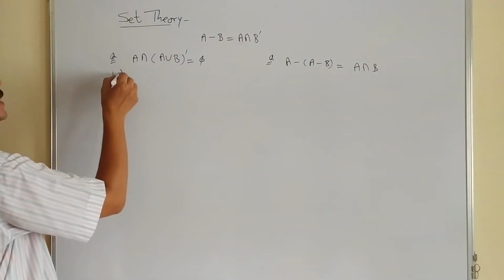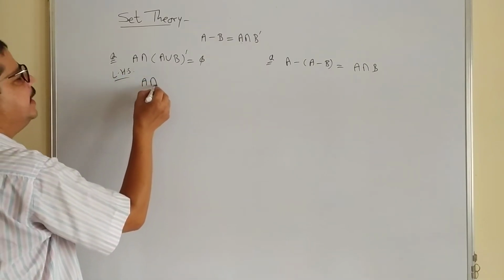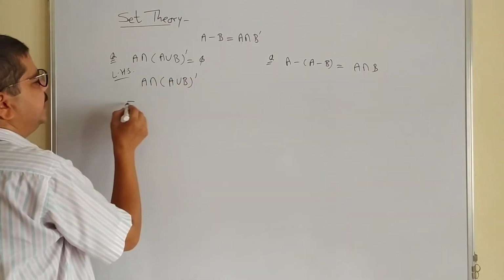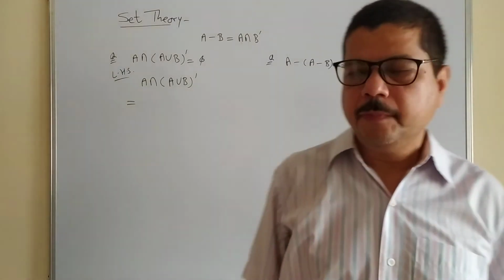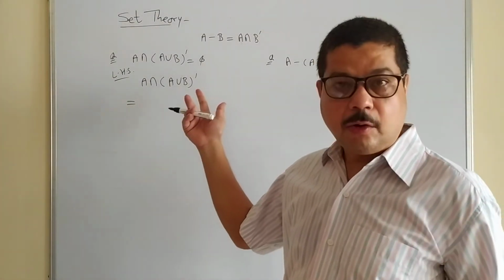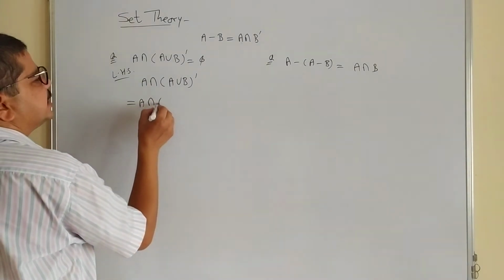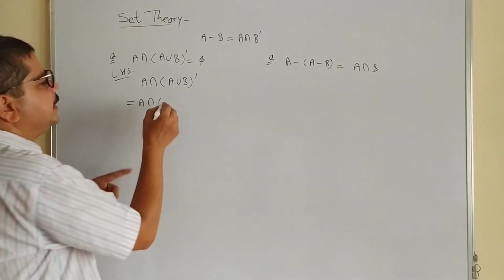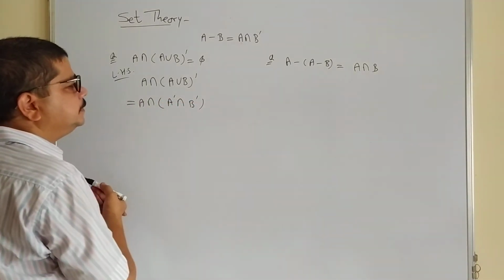Taking left hand side, it is A intersection (A union B) complement. Now (A union B) complement, as we know by De Morgan's law, it will be A intersection. Now what will we write for (A union B) dash? A dash and intersection B dash.